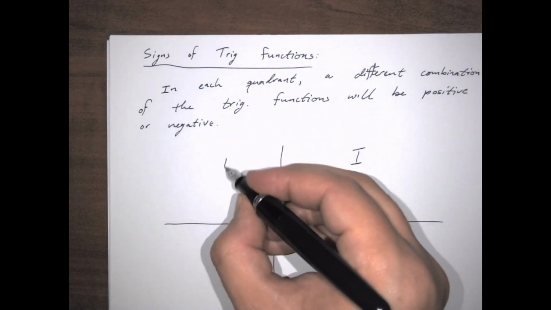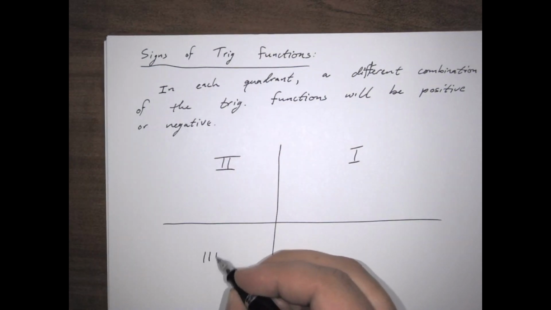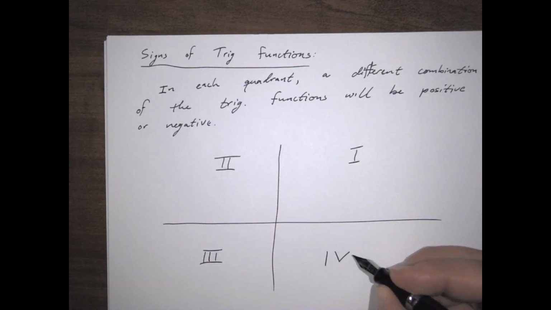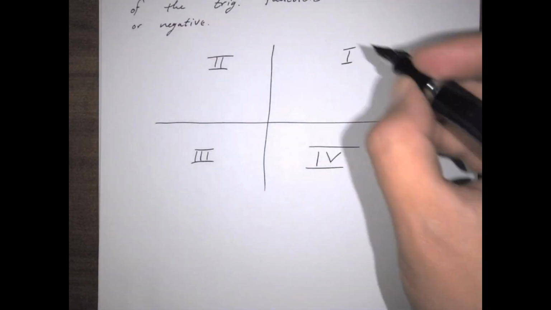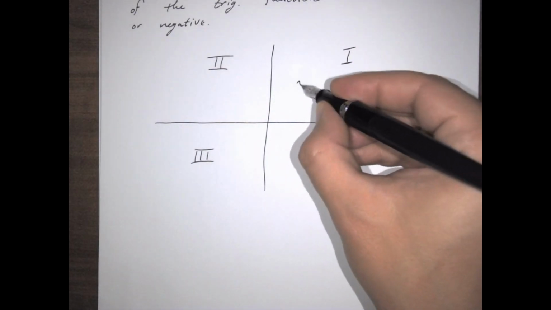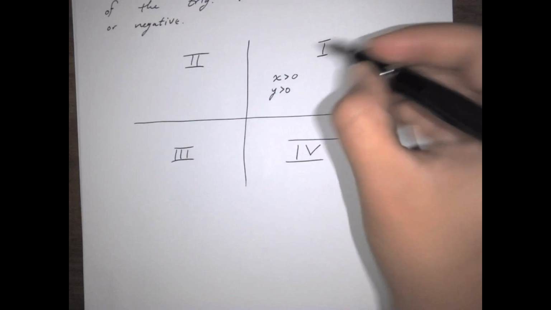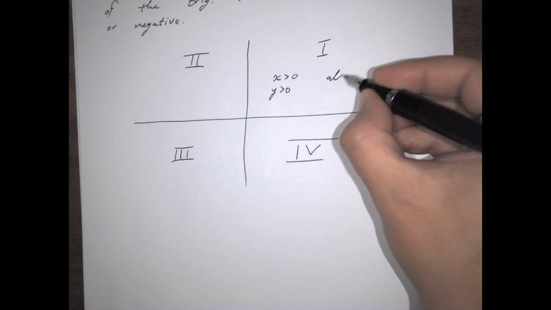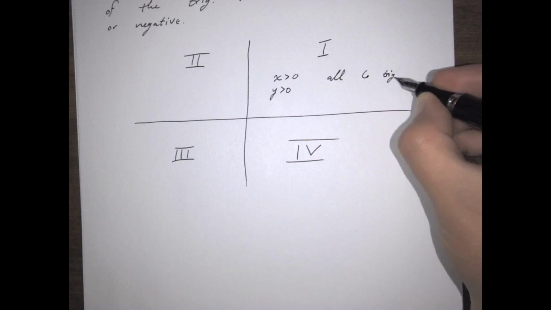So the order of the quadrants is this, and they cycle around in the order of standard position, so from 1 to 2 to 3 to 4. So these are the 4 quadrants. And here, let's just think about it first in terms of x and y. So quadrant 1, x is greater than 0, y is greater than 0. And what that means is all 6 of the trig functions are positive.